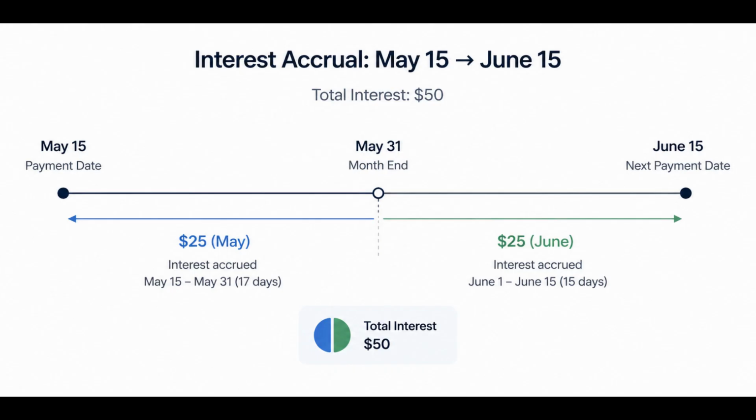Now here's where everything comes together. The amortization schedule tells us that the total interest for the period is $50. But that $50 doesn't belong entirely to 1 month. It spans, say, May the 15th to May the 31st, and then June the 1st to June the 15th. So we split it, $25 in May and $25 in June. It's the same total, but it's different timing. And this is the difference between knowing the number and knowing when it belongs.